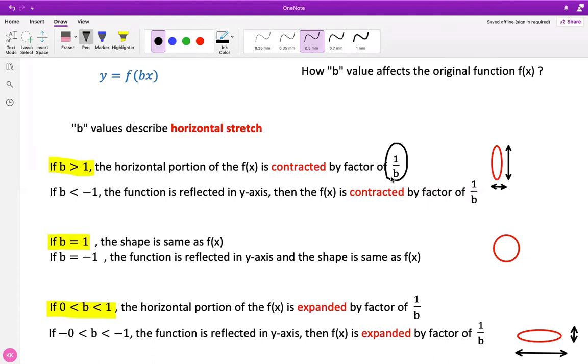Why 1 over b but not b? If you write b here, it means the horizontal component is expanded by b, which is not true. The horizontal component becomes smaller when b is greater than 1, so I need to use the reciprocal of b, which is 1 over b. So when b equals 2, the horizontal portion of the function is contracted by a factor of 1 over 2. It affects the x-coordinate because it's a horizontal stretch, so I need to multiply every x-coordinate by 1 over 2 for the first question.